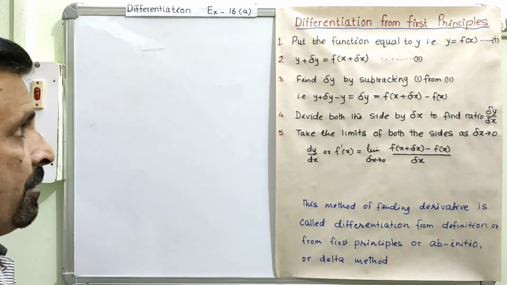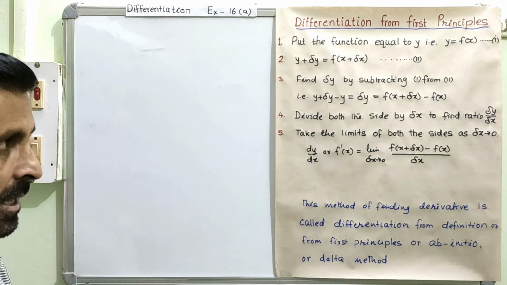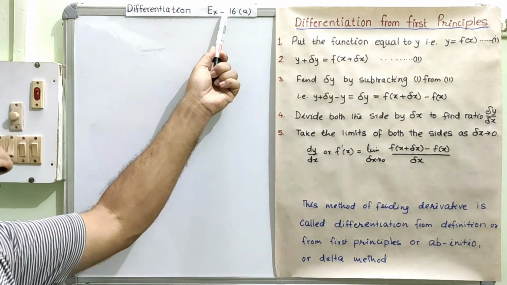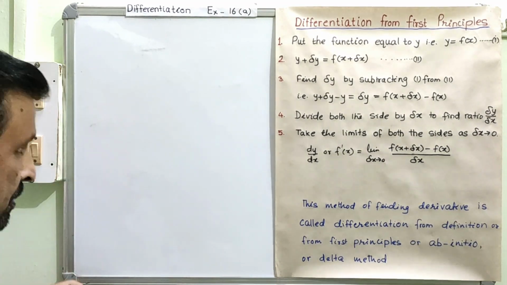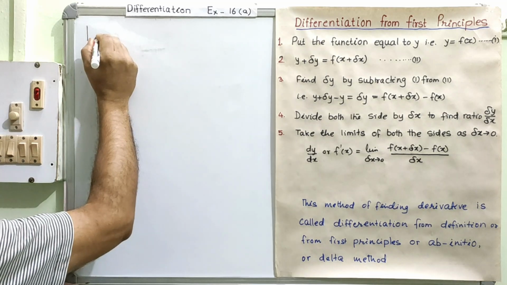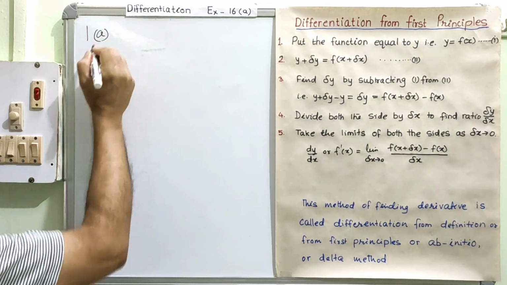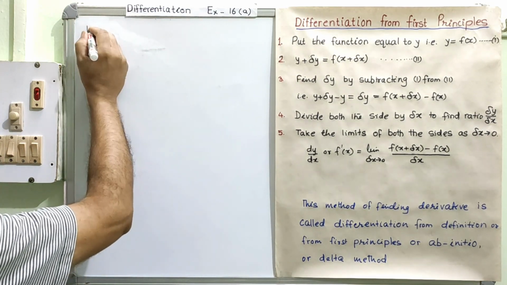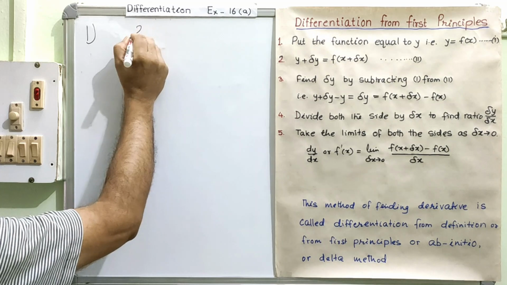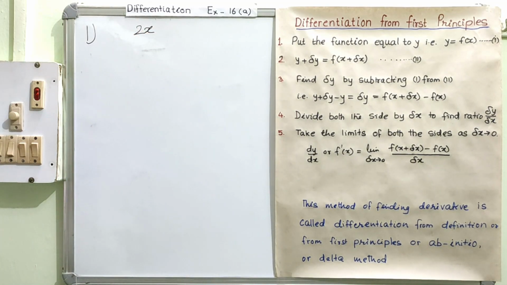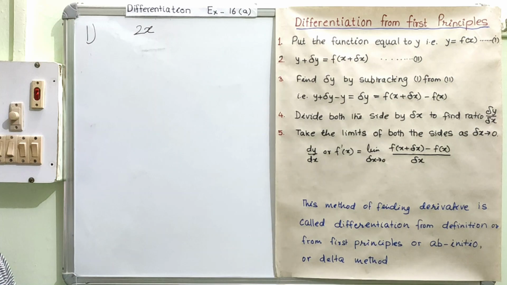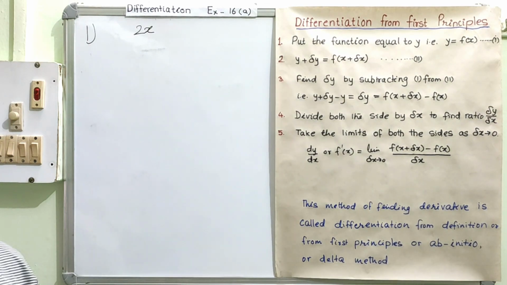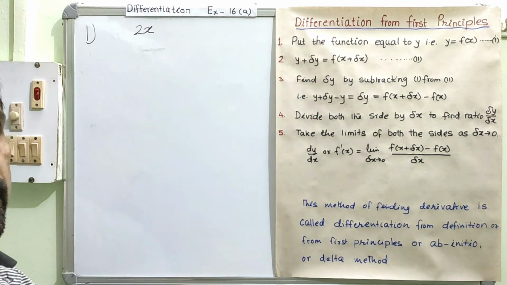Okay. So now I will show you the 5 steps with a simple question of Exercise 16a. The first question I am taking is question number 1. Here the function is 2x. This is your question. This is your function. Is it okay? Now we are asked to differentiate this 2x by using the first principle. So let us start with the steps.